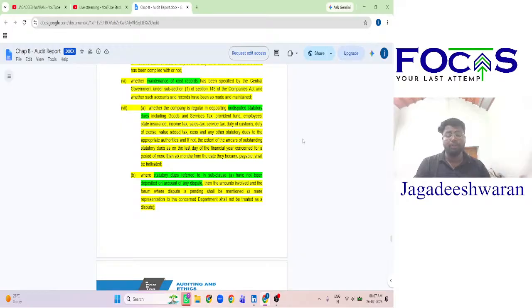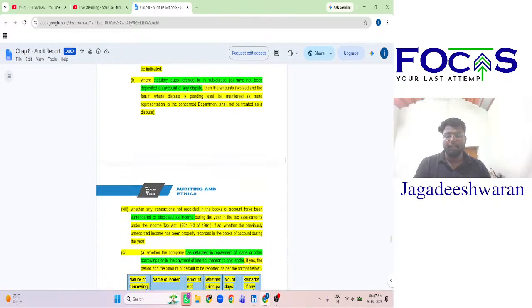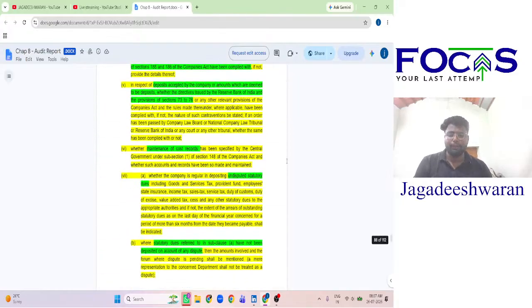And also disputed statutory dues இருந்துச்சு அப்படின்னா that also we have to mention, எந்த டிபார்ட்மெண்ட்ல இருக்கு அப்படிங்கறது we have to mention. So இதுதான் நேத்து வரைக்கும் பார்த்துருந்தோம்.